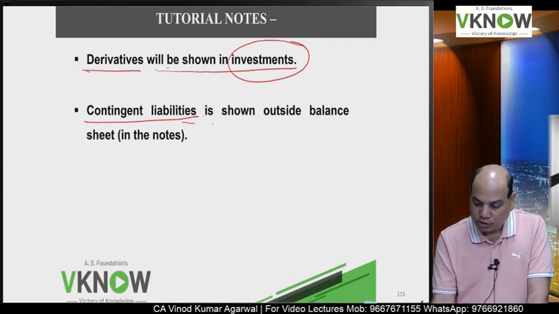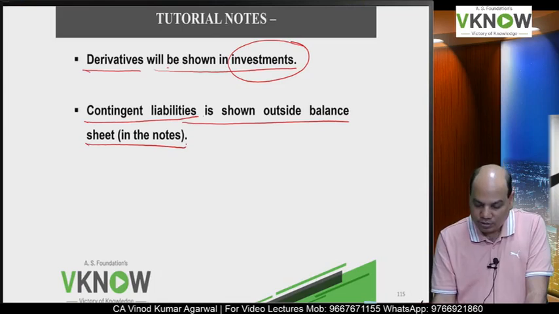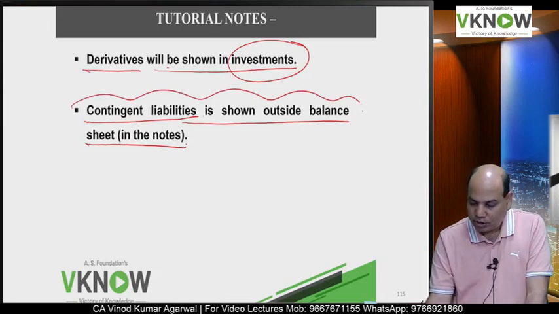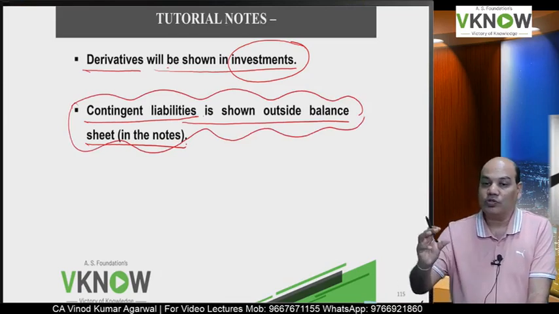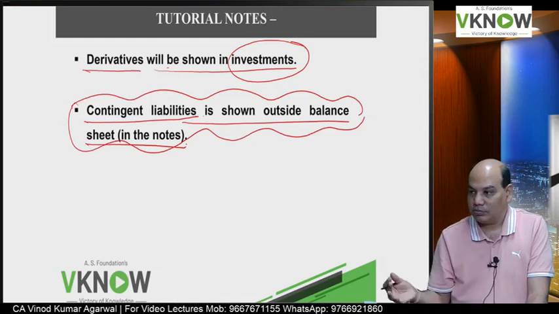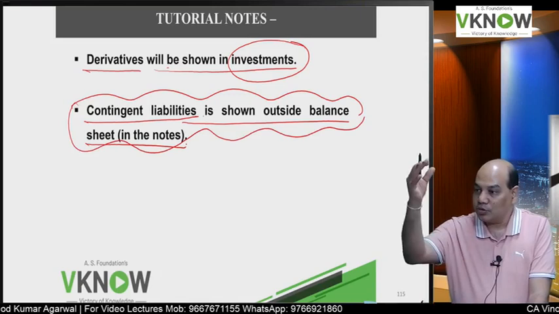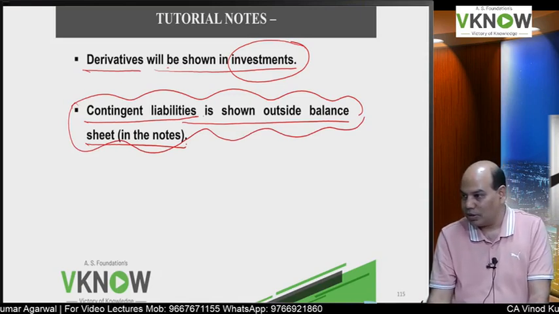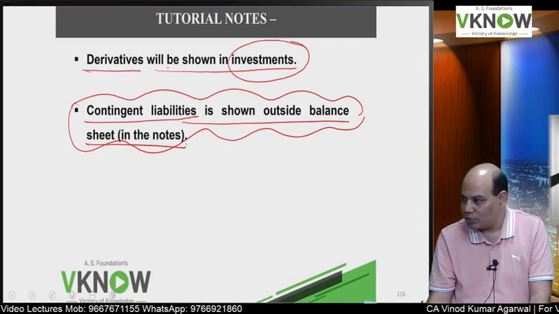Contingent liability is shown in the notes outside the balance sheet because we need to inform our users that these are our potential liabilities. Sometimes the amount can be too high, like in the Vodafone case. They have to pay 10,000 crore rupees to the government as contingent liability. If they lose the case, they pay 10,000 crore, and the company gets wound up also.